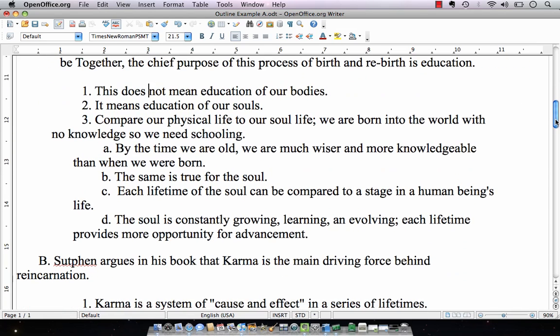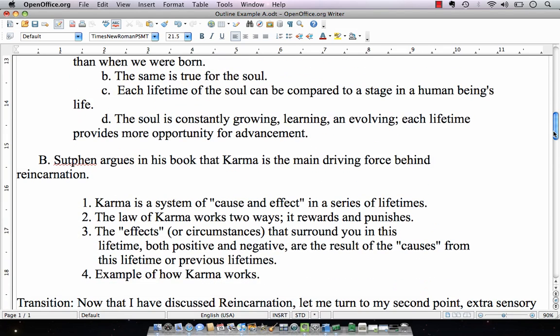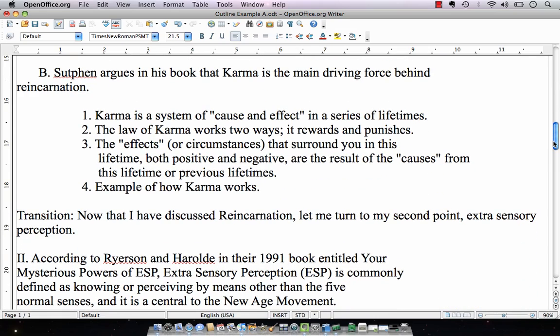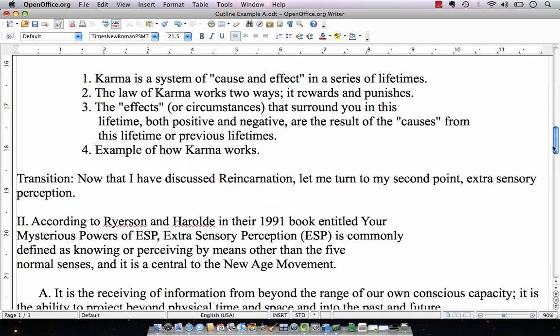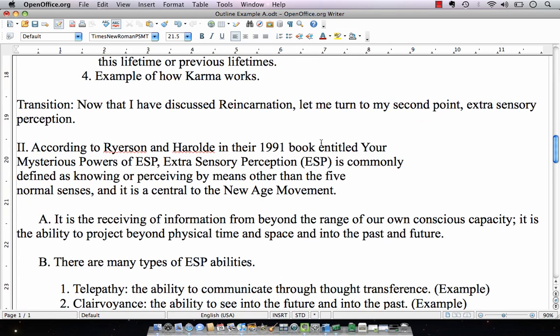Okay, so let's go down. This looks good. The format looks good. Roman numerals, letters, numbers. Okay, so we're finished with the first main point. We're to another transition. So they have the transition label. "Now that I've discussed reincarnation, let me turn to my second main point, ESP." So they go to the second main point.